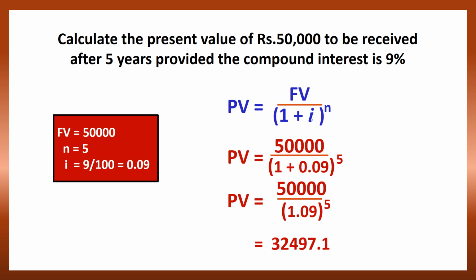This means that if we earn 50,000 rupees after 5 years, it is just like we earn 32,497.1 rupees today. Thus, we have to understand that 50,000 earned after 5 years is not like earning 50,000 today. Its value is decreasing. If we earn 50,000 today, it has got the value of 50,000. But if we earn 50,000 after 5 years, it has got only the value of 32,497 rupees today.